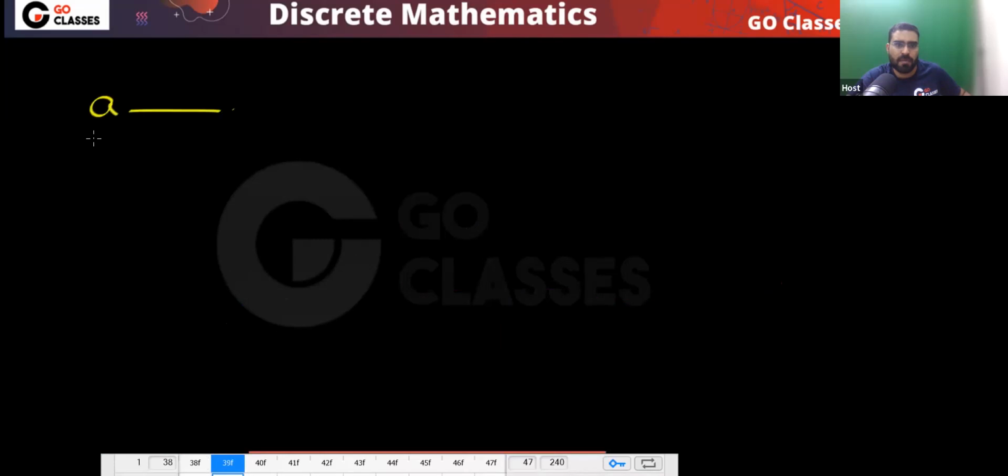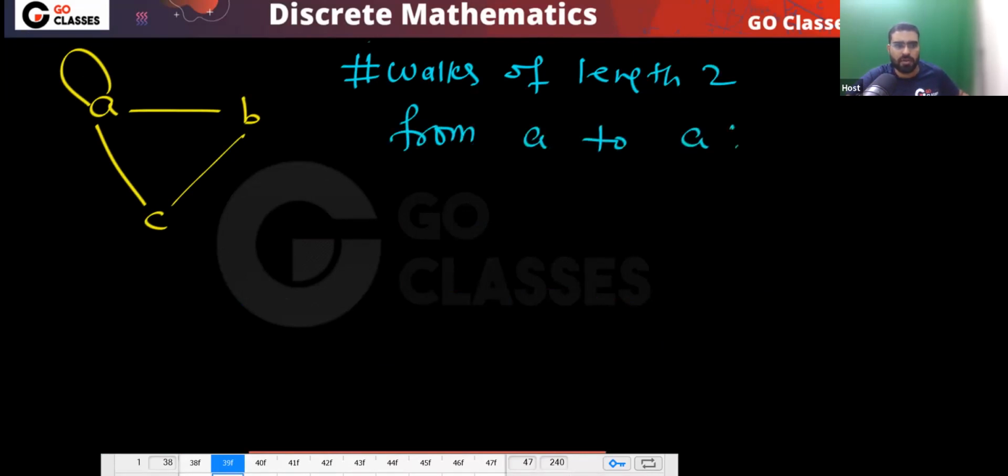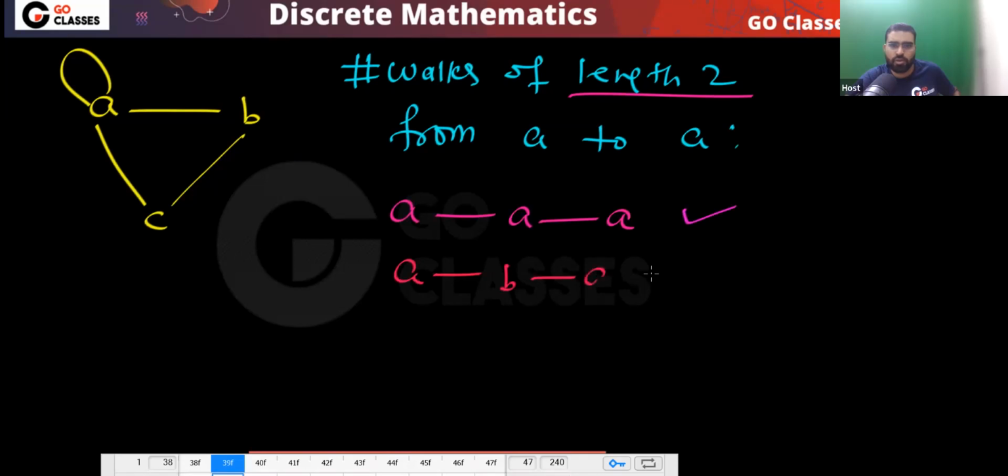Like you have this graph, A, B, C. How many walks of length 2 from A to A? I'm asking the number of walks of length 2. So either you can do this, or this one, or you can go to B and come back to A, or you can go to C and come back to A. So there are 3, correct? There will be 3 walks. So the answer will be 3.